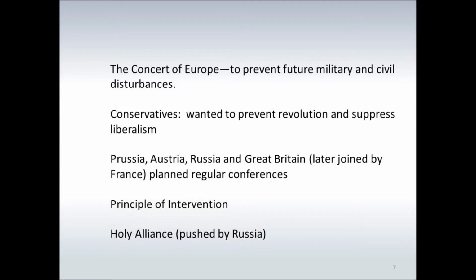After the Congress of Vienna met and agreed on all of these things, you get a new group formed called the Concert of Europe. And remember that the Congress of Vienna was really set up to prevent countries from rising up like what France did during the wars with Napoleon. And this is exactly what the Concert of Europe was set up to do. And again, this is really the roots of our United Nations. So as I put up here, it's to prevent future military and civil disturbances.